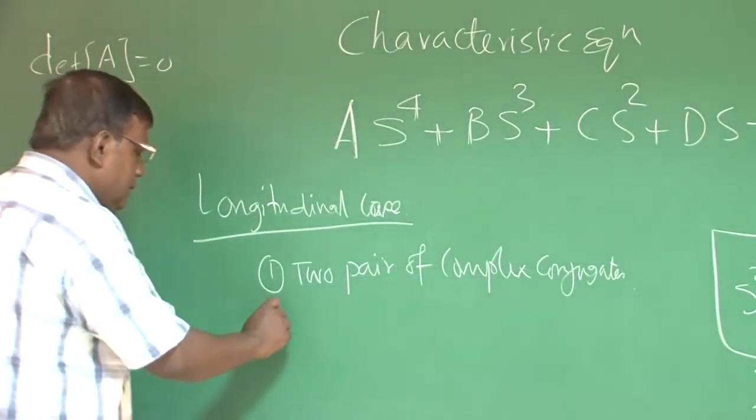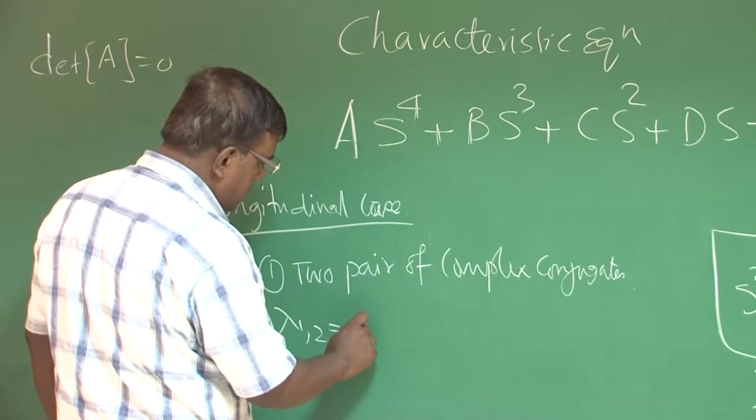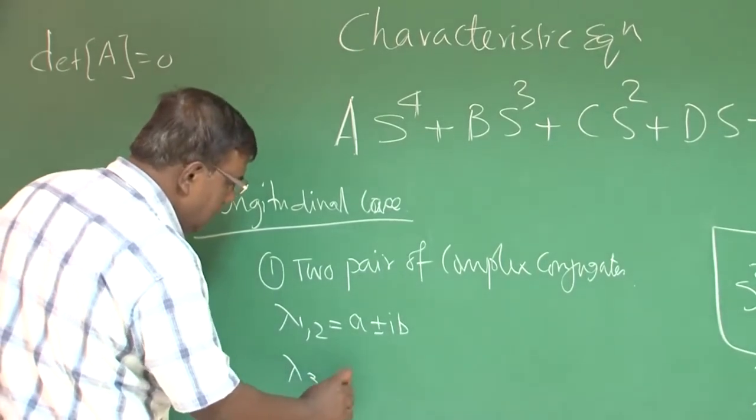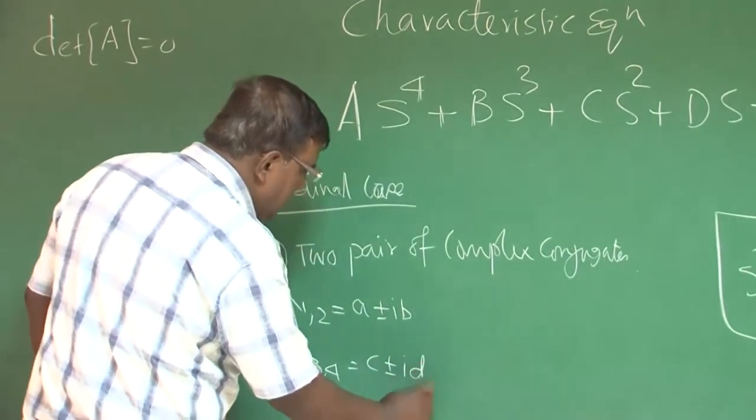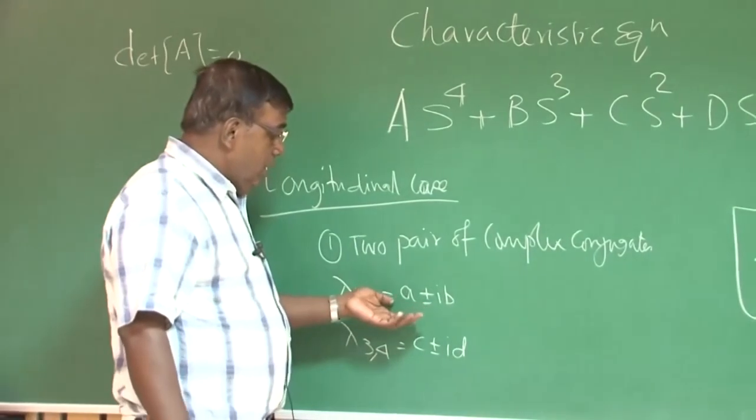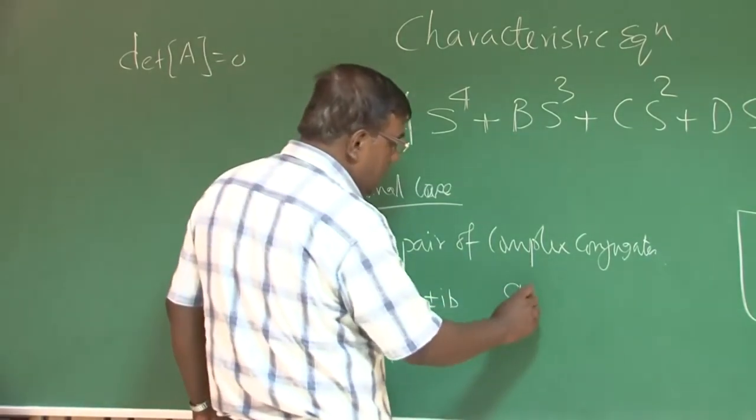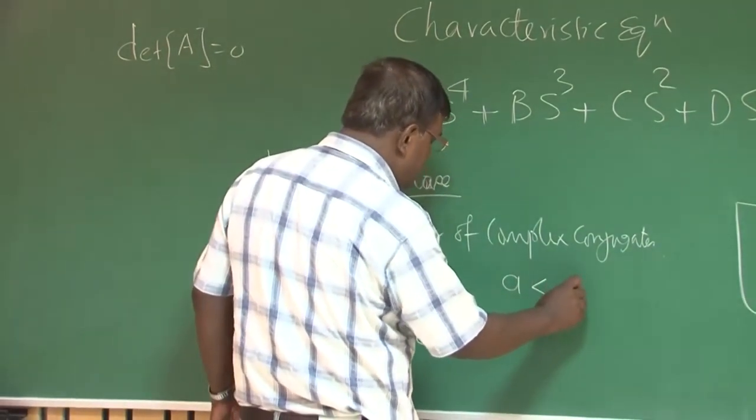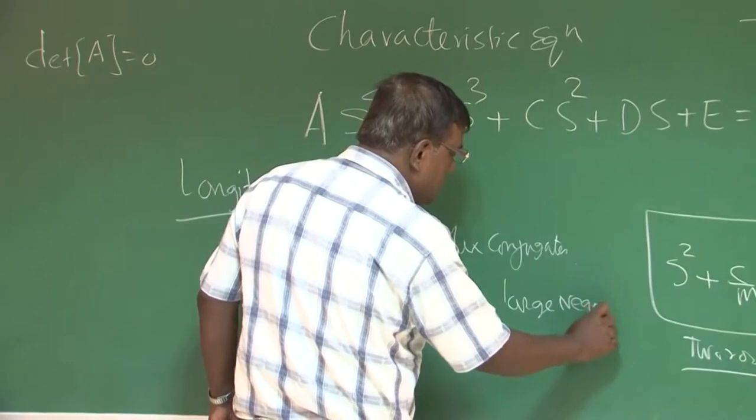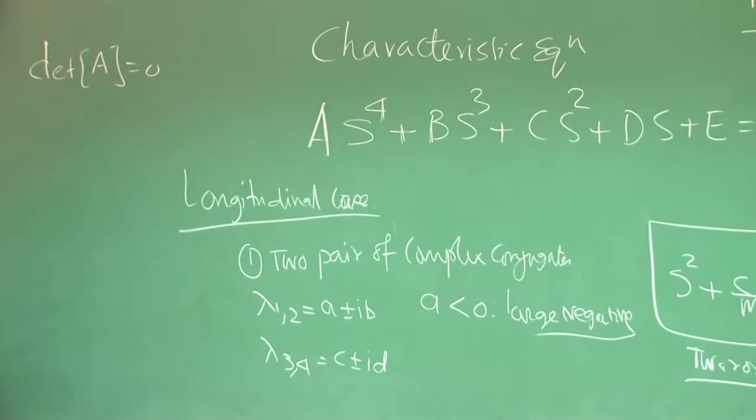Right. So if I write it, it will be something like this. One will be typically like this, the four roots will be distributed. And also another interesting thing for the longitudinal case, you will soon see that this A mostly will be negative, right? And if it is large negative, it will correspond to a particular type of oscillations.